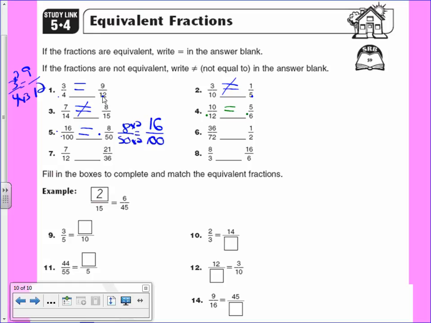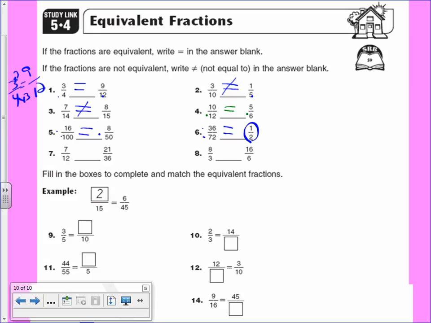Let's get another problem over here. 36/72 is the same or is not the same as half. Well, we don't have to find a common denominator here. You can, but you don't have to because we know this equals half, obviously. And is 36 exactly half of 72? It sure is. So they are equal to each other.